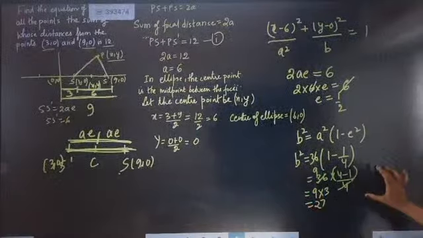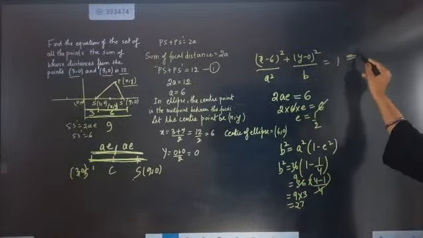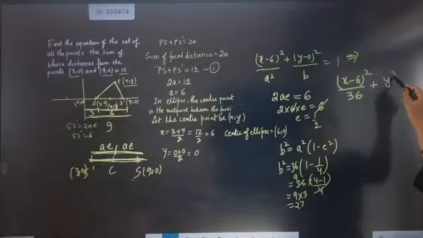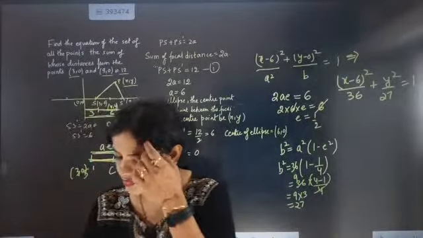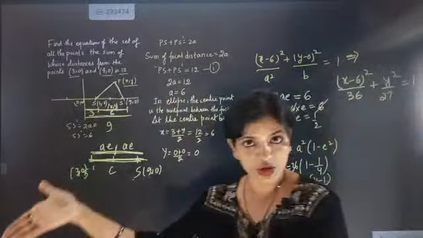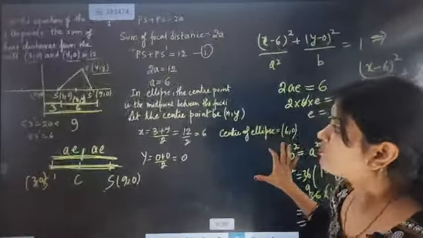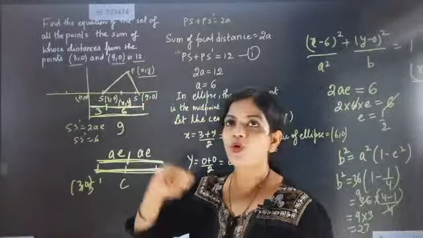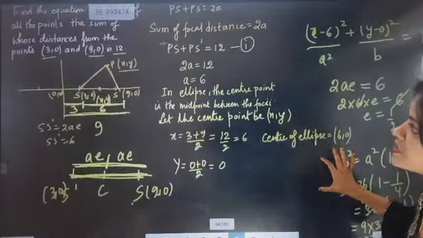And after that, we got b square equal to 27 and a square is 36. So what will be the equation of the ellipse? It will become (x minus 6) whole square by 36 plus y square by 27 equal to 1, and this will become the equation of the ellipse, where we have also taken the center shift. See, by seeing this part itself, beta, you have to analyze. The focus point itself will tell you the entire story.